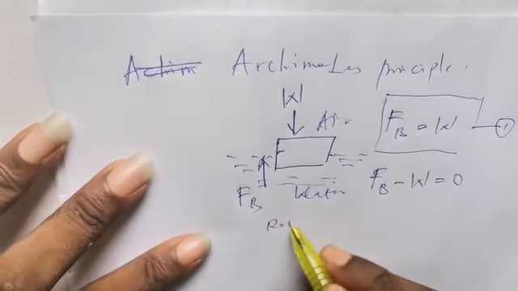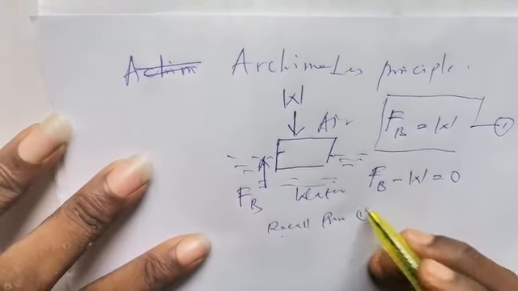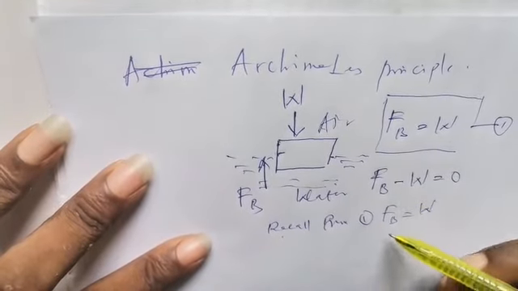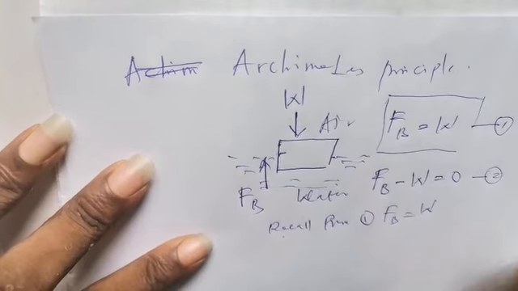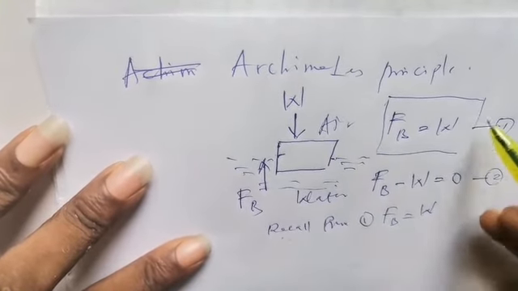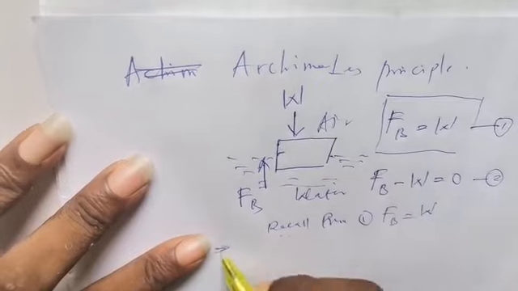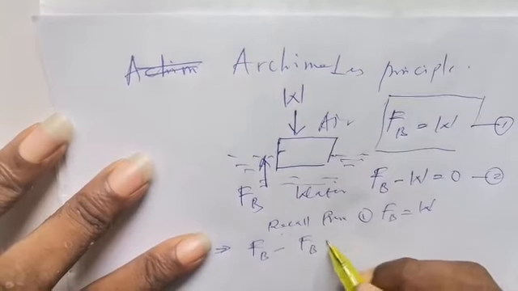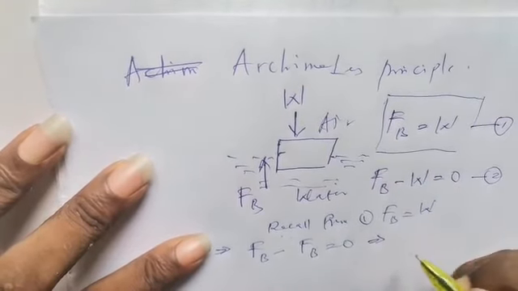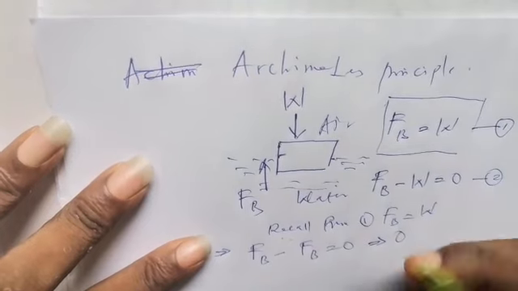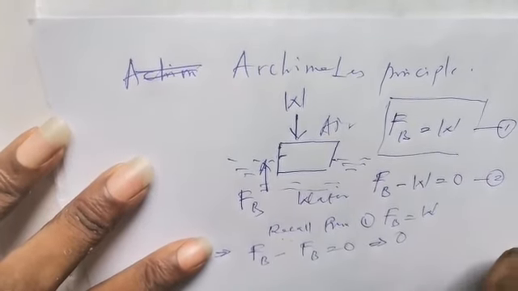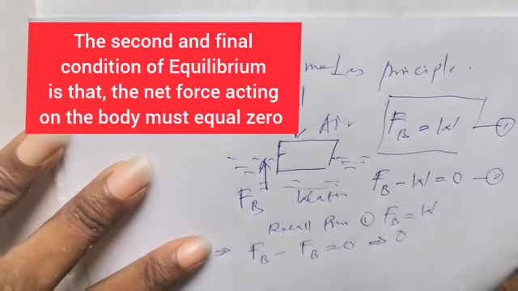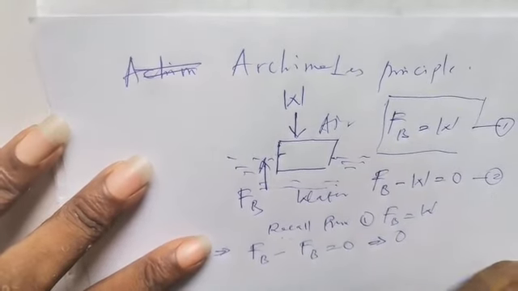So recall from equation 1 that buoyant force is equal to the weight of the object, which means I can simply call this weight FB. Let's call this equation 2. Let's now substitute this condition into equation 2. That simply means I'm going to have that FB minus, in place of the weight, FB equal to 0. So this is another condition of equilibrium, and that condition simply says that the net force acting on the body must be equal to 0.